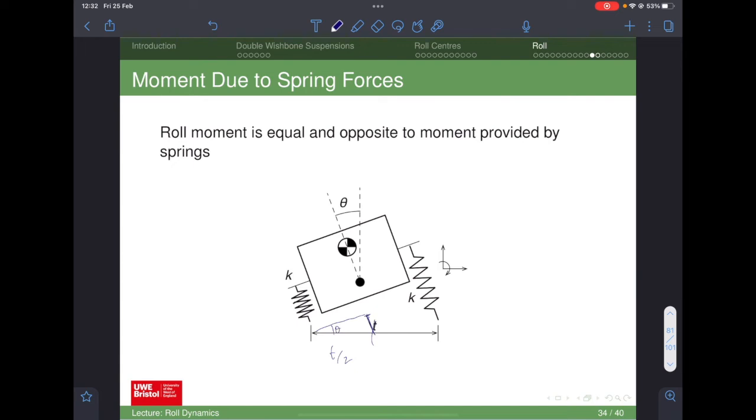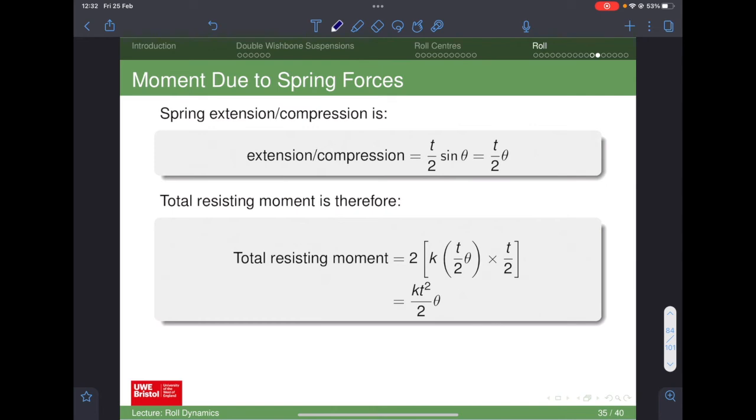You've got this distance here, which is the distance that's going to compress or extend. So there's your extension and compression forces. Again, assuming small angles, you replace sine of theta by theta. The extension times the spring rate will be the force. But obviously there are two of them, because there's one on both sides.